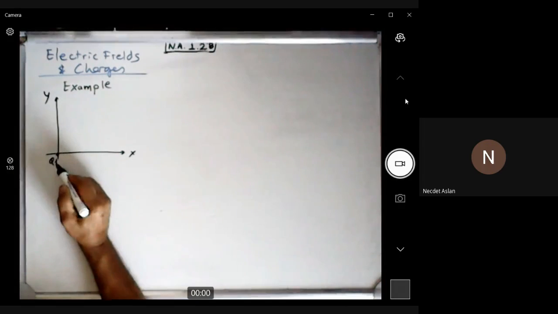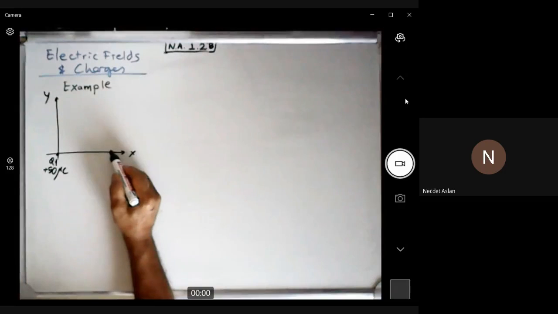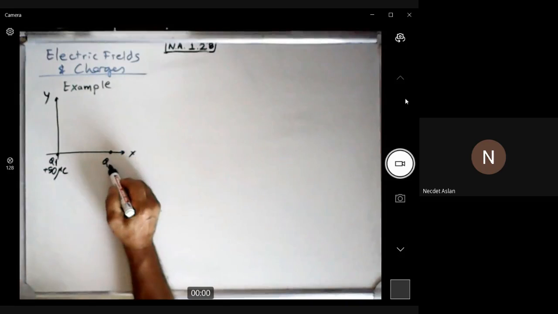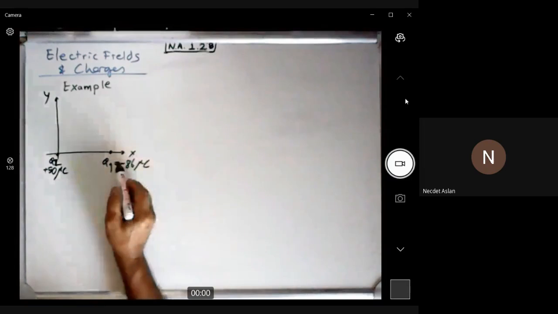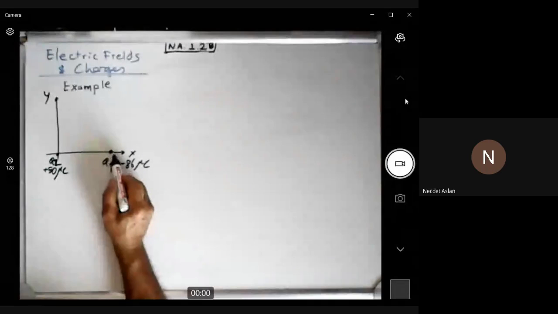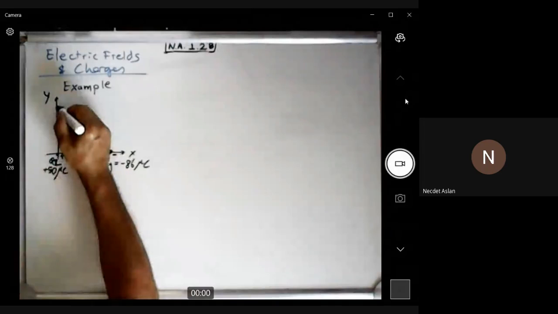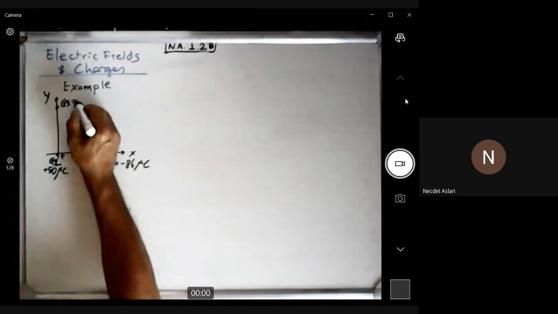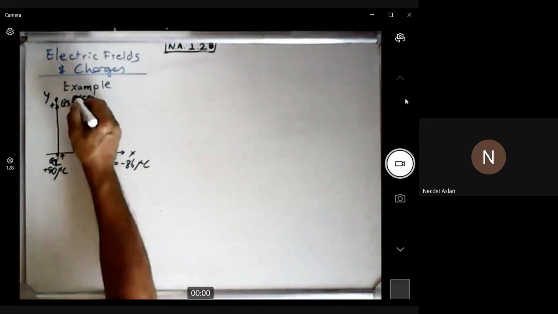Here, there is Q1, which is plus 50 microcoulomb. And here we place another charge, Q2. So this is Q1 and this is Q2. Q1 is minus 86 microcoulomb, and this is negative. So this is a minus charge, and this is a plus charge. And then there is another charge, Q3, and Q3 is plus 65 microcoulomb.